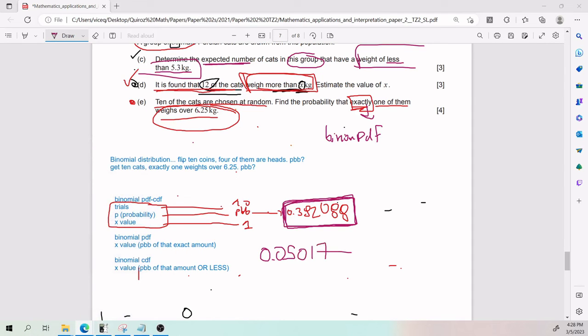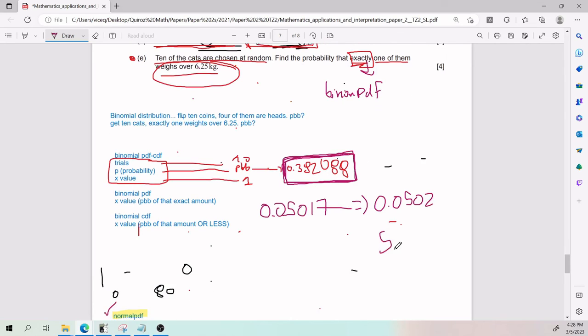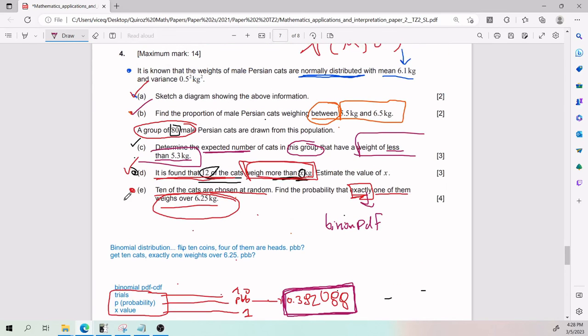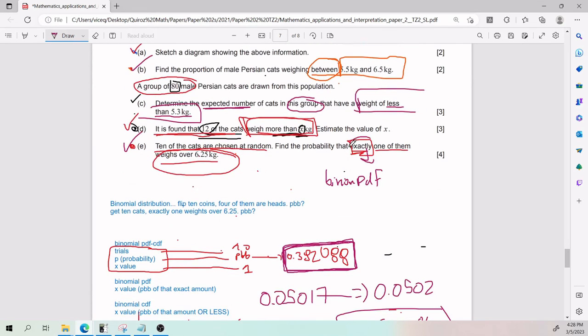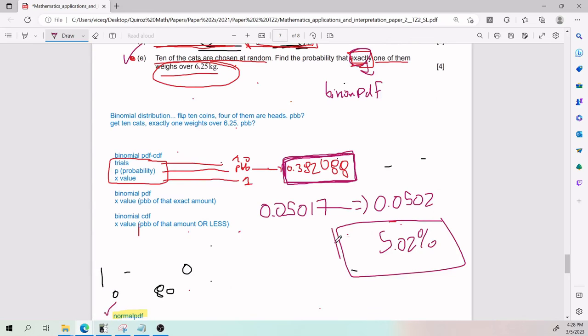Right? And that, as a percent, first doing the significant figures, is 0.0502, which is no different than 5.02%. So that's a pretty low number. It makes sense that it's pretty low. And so yeah, that is part E. If 10 of the cats are chosen at random, the probability that exactly one of them weighs over 6.25 is this percent down there.